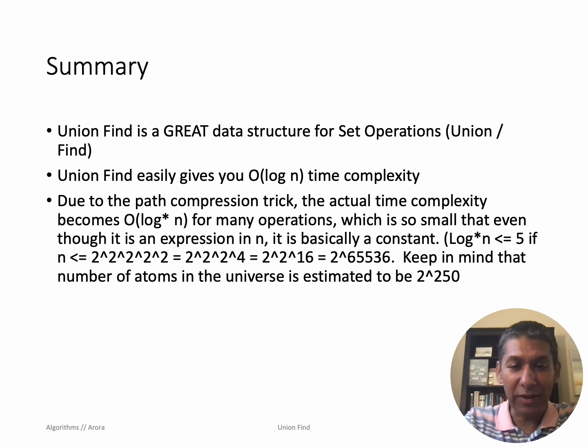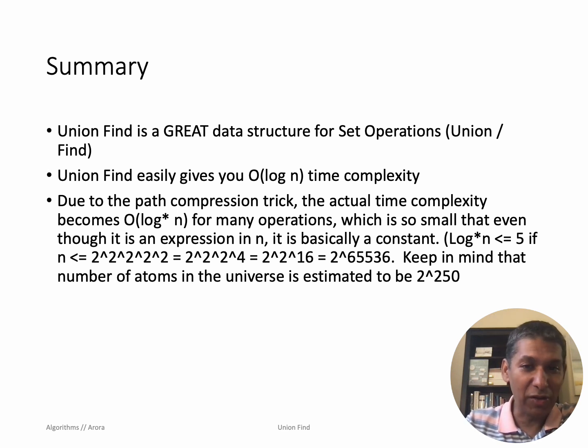So that's a summary. Union find is a great data structure. It easily gives you log n time complexity, but of course we can get even better by doing the path compression trick. The time complexity becomes log star n for many operations, essentially for find operations, since union is order 1 anyway. And log star n is so small that even though it seems like an expression of n, it's pretty much a constant for anything that we'll come across.